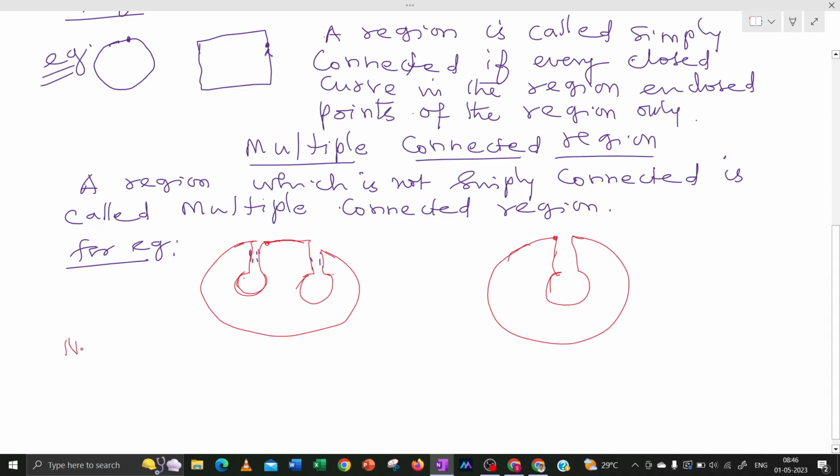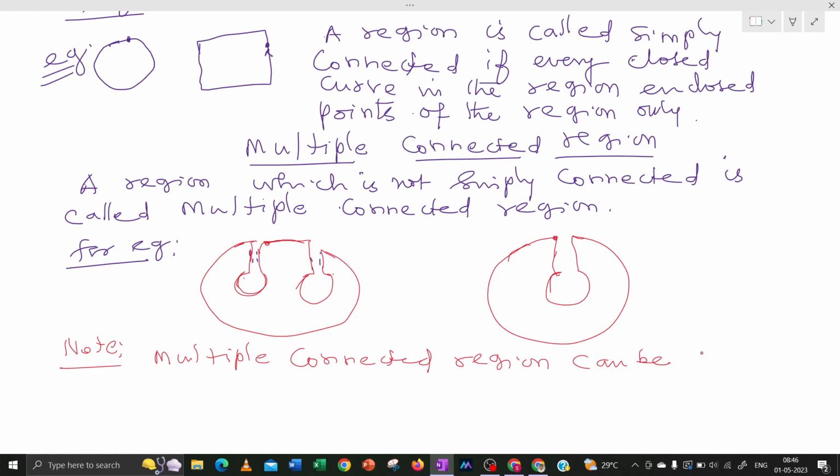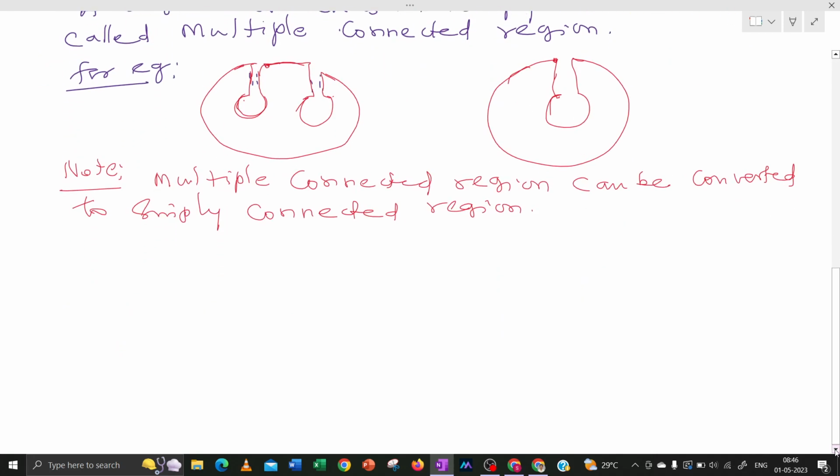So we can write the note. The multiple connected region can be converted to a simply connected region. You understand? Okay.